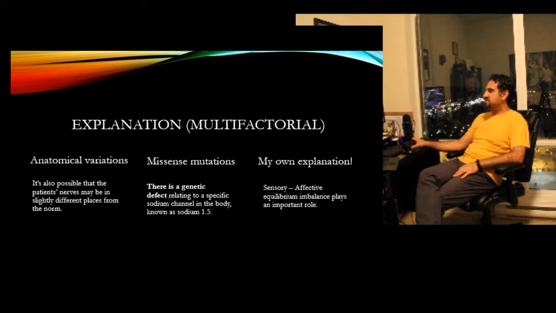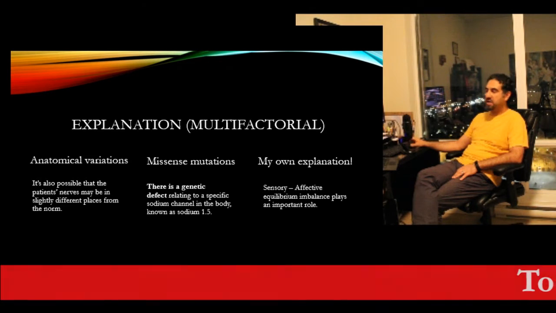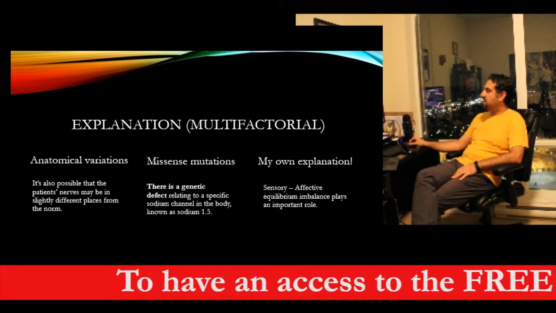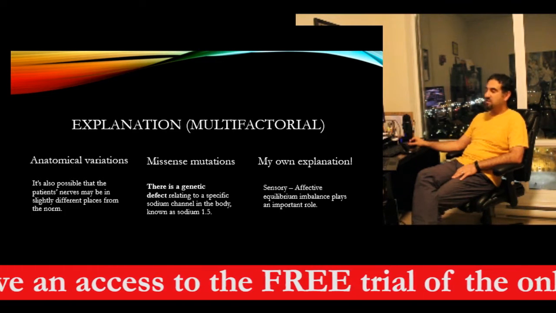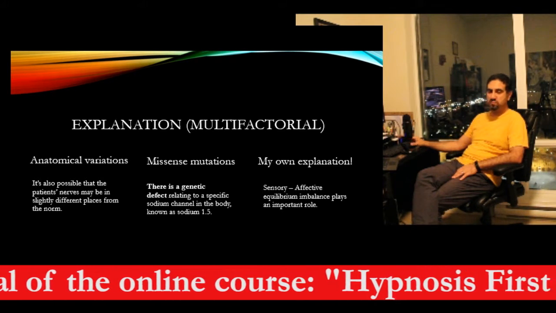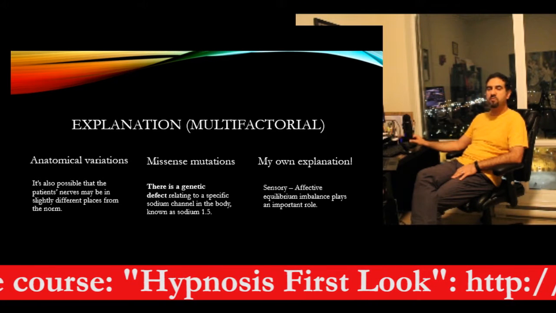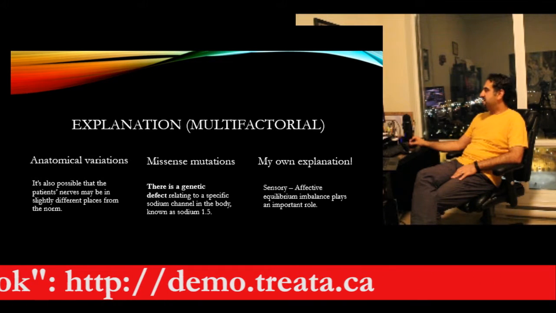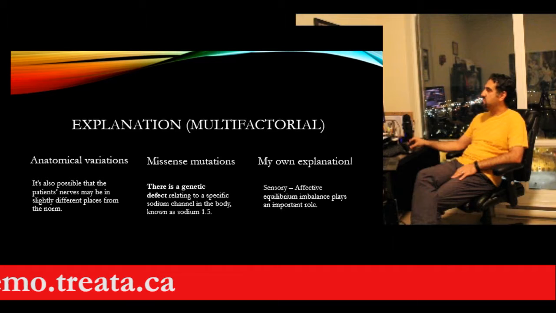There are some explanations. As mentioned, one of them is local infection. The other one is anatomical variations, because the nerve is a little bit different in terms of location in some patients, and that may cause resistance to local anesthetics. The other thing is a mutation called missense mutation. It's a mutation affecting the sodium channels, called the sodium 1.5 mutation, and it changes the dynamics of sodium channels, and it is attributable to the resistance to local anesthetics.